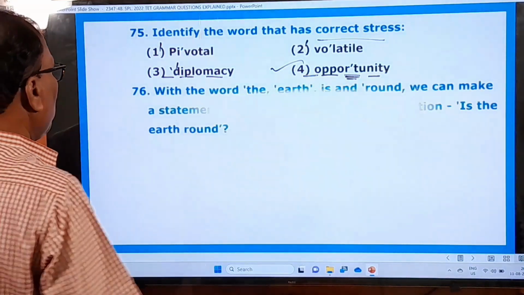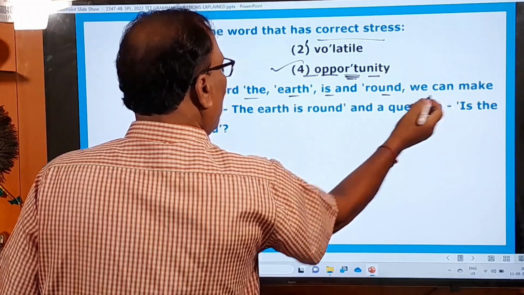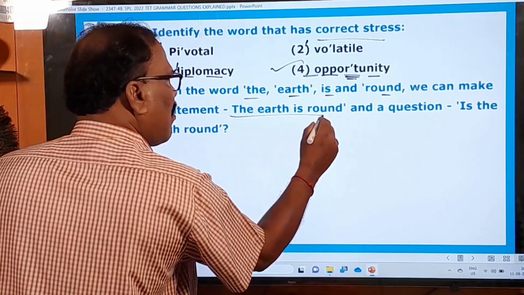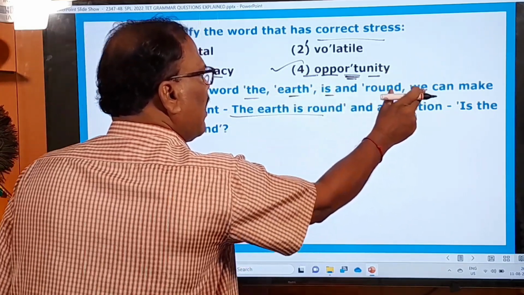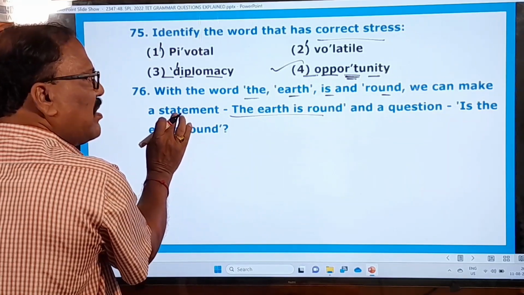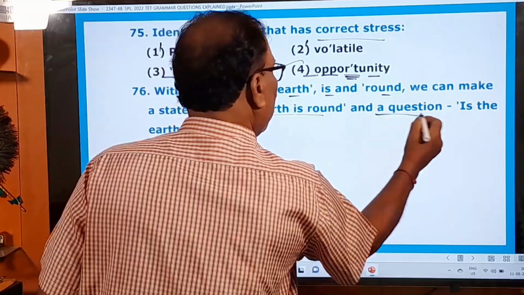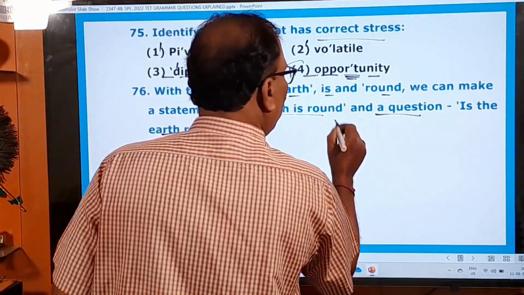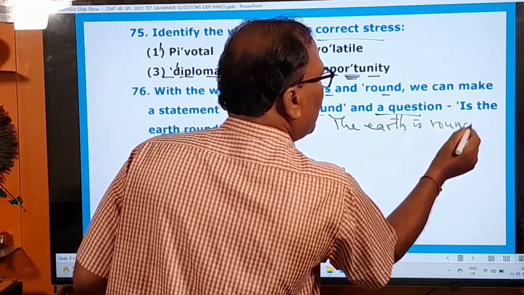Okay, now let's go to the 76th one. With the words "the earth is" and "around", we can make a statement. The earth is round. These words are given separately, and with these words we can make a statement. What is that statement? The earth is round. And a question is also like this: is the earth round? Already I have told you about this. The earth is round. This is a statement.